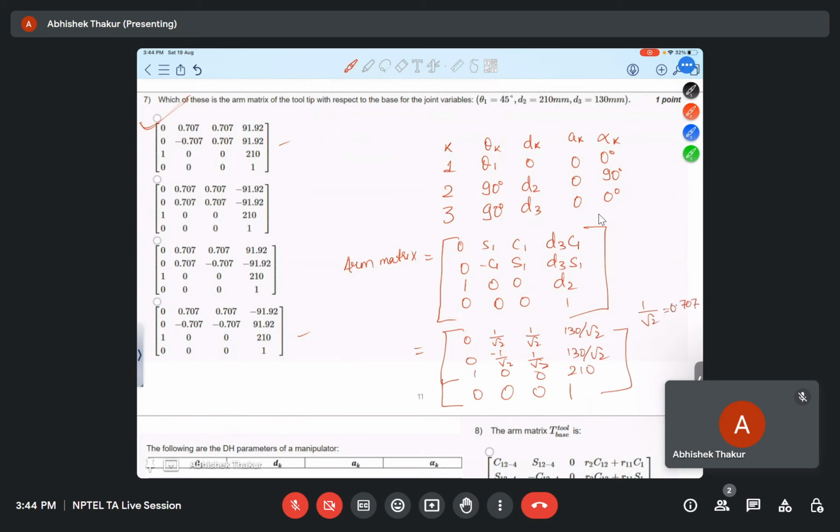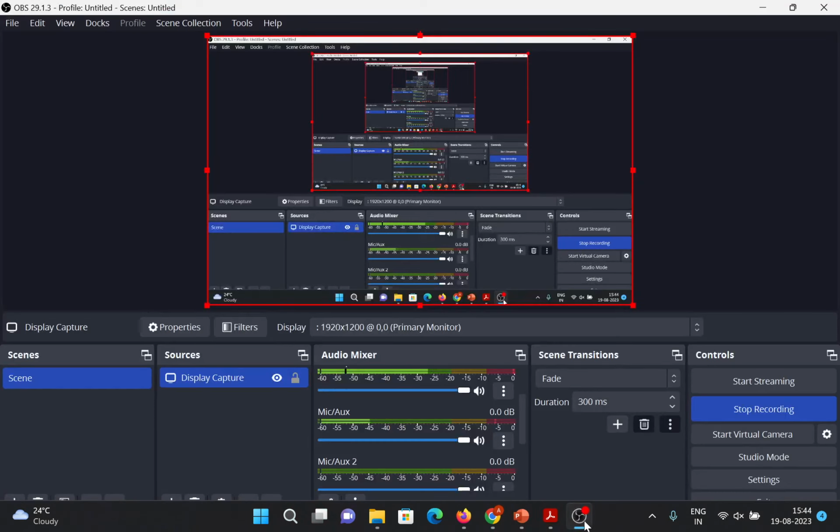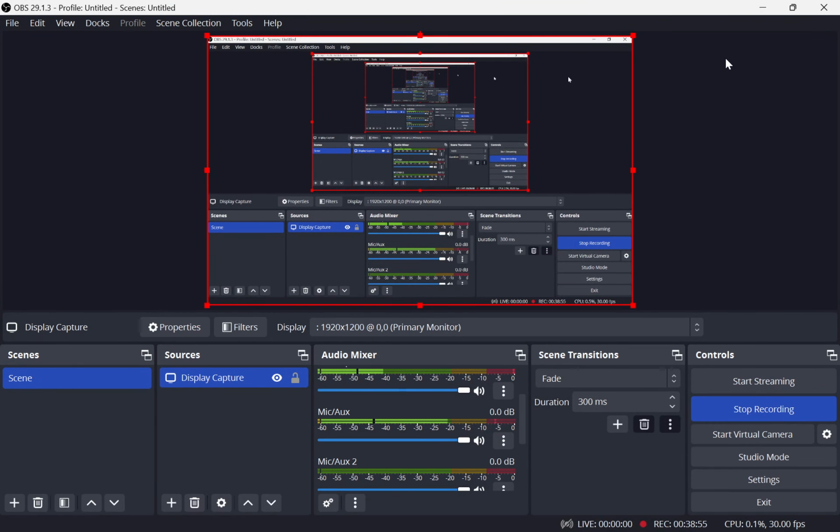1 by root 2 is equal to 0.707. So I will check once whether the video is recording or not. Yeah, it's recording.